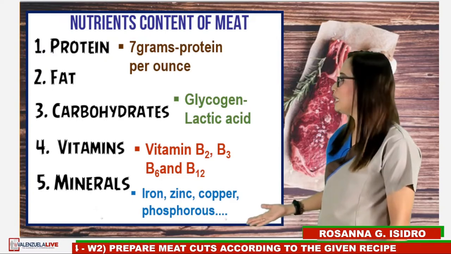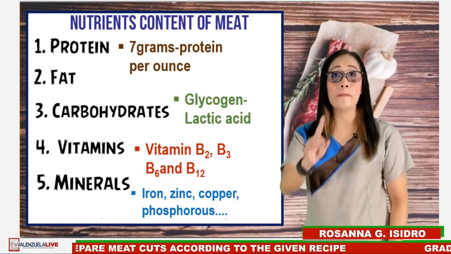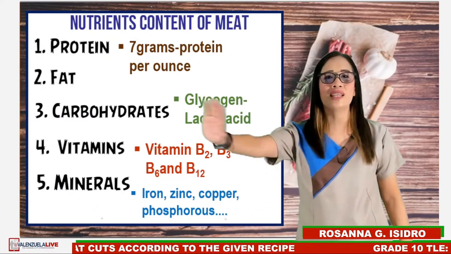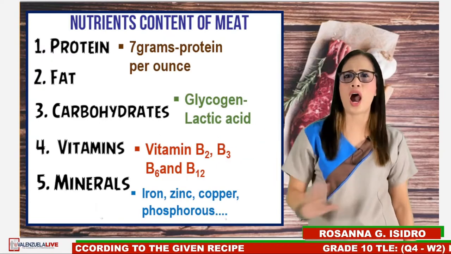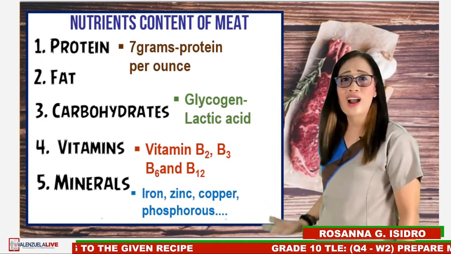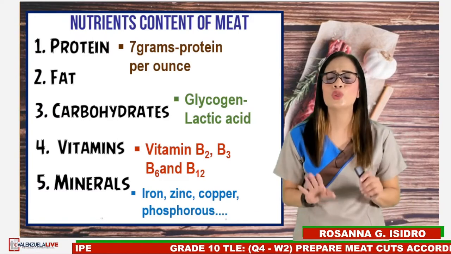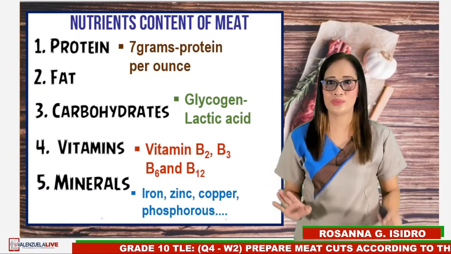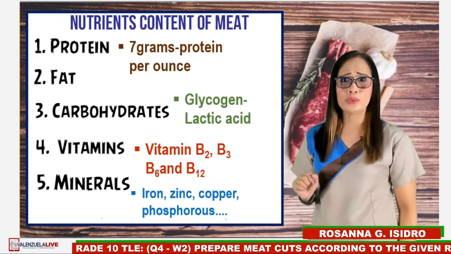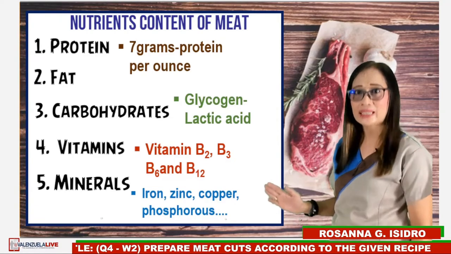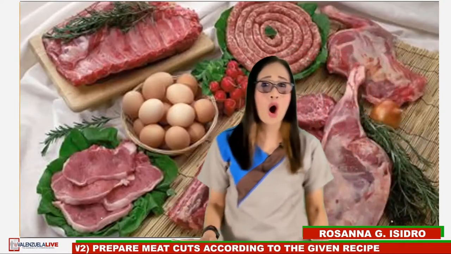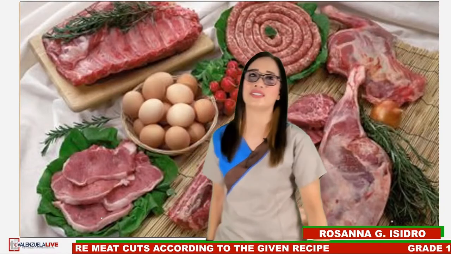Last, we have the minerals. Meat is an excellent source of iron, zinc, copper, phosphorus and a few other trace minerals. So let's move to the different meat cuts and how they should be cooked.